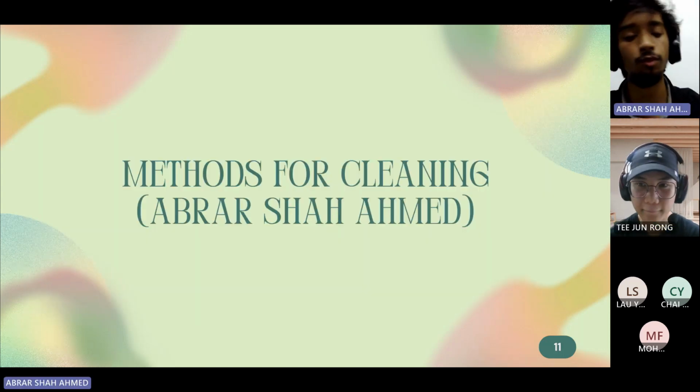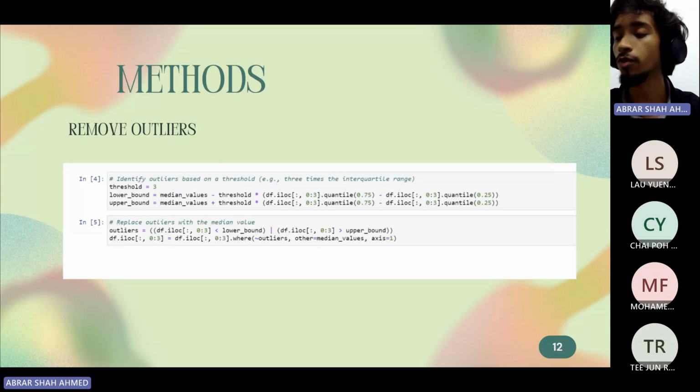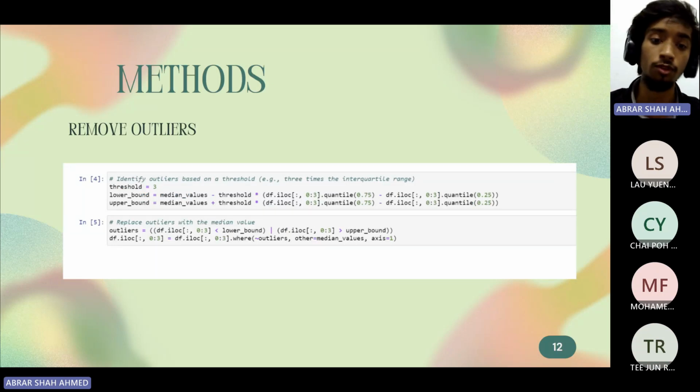So we'll talk about the methods we use for cleaning. So first we've talked about outliers, as we said before, that we have used two ways, right?